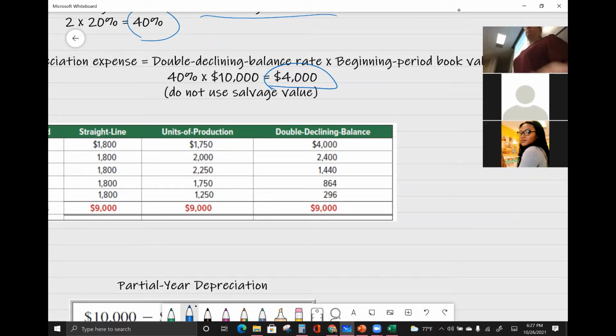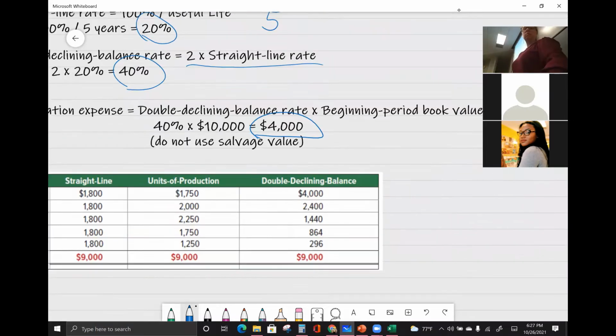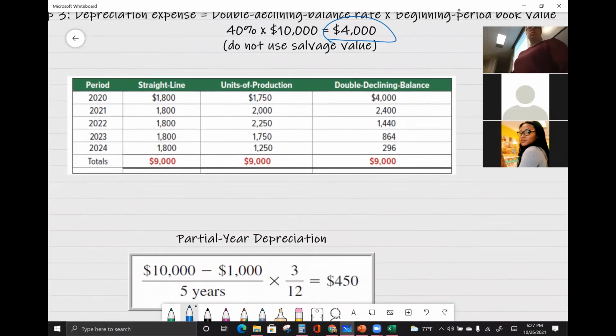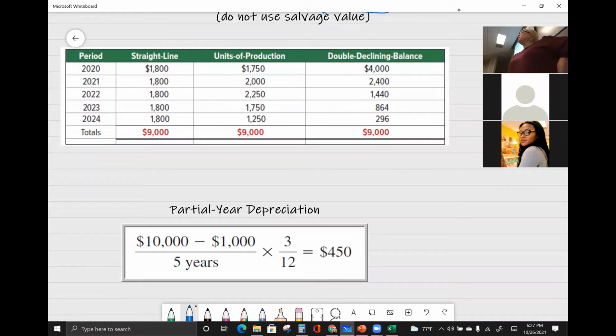So we went from 1,800 to 1,750 to 4,000, with the same example. This just shows you over a period of time how you would depreciate, but you always come back to the value of the asset that you're saying needs to be depreciated, not the salvage value. We had 10,000 less the salvage value of 1,000, so it comes back to that full 9,000 being depreciated.